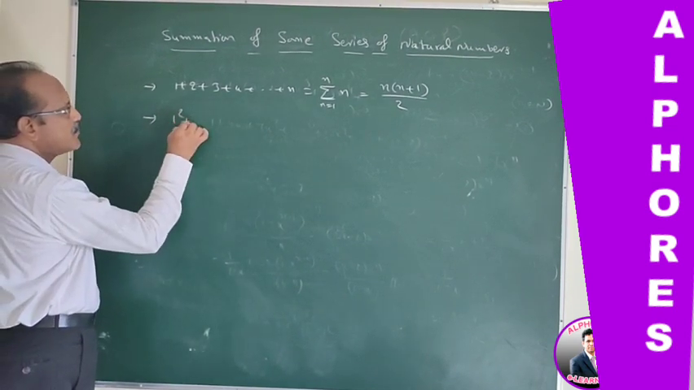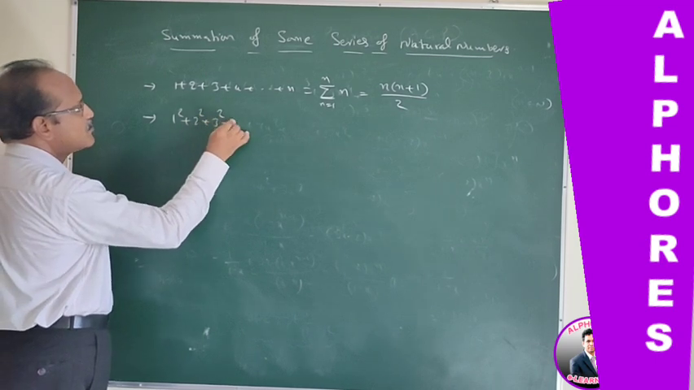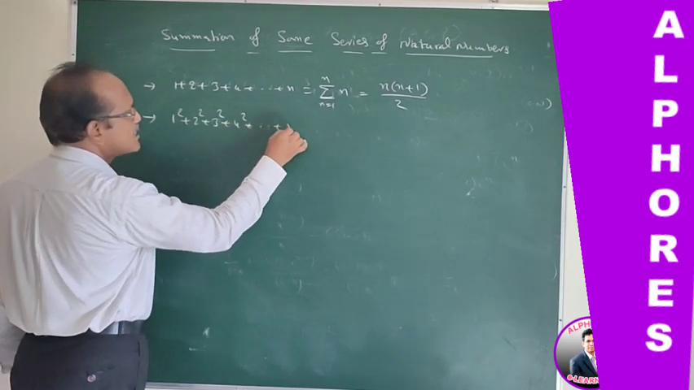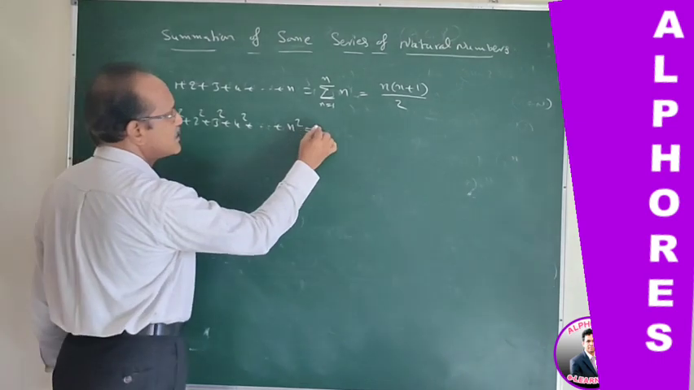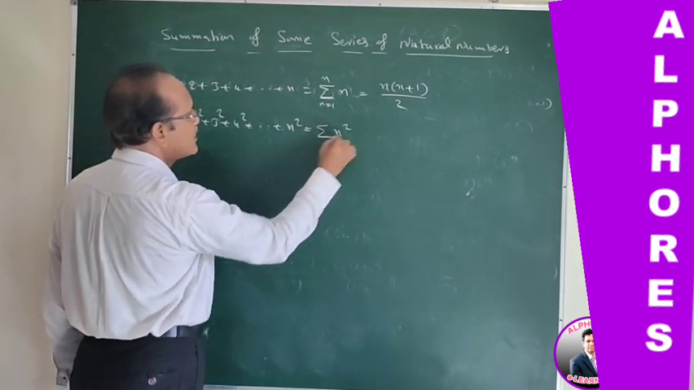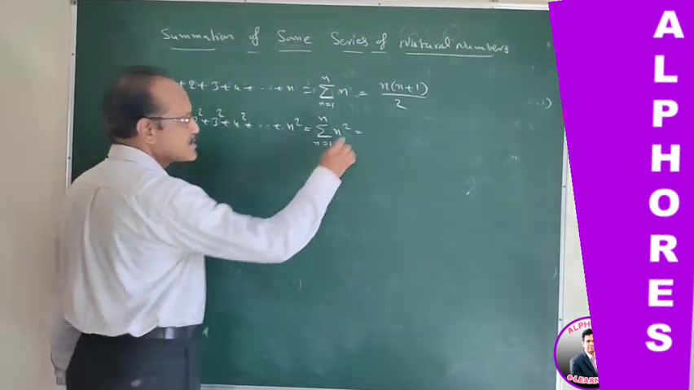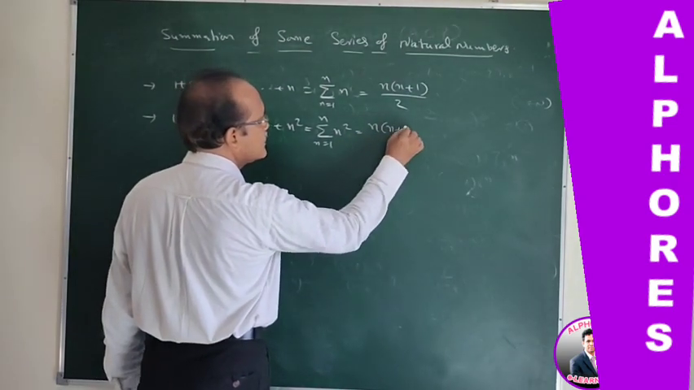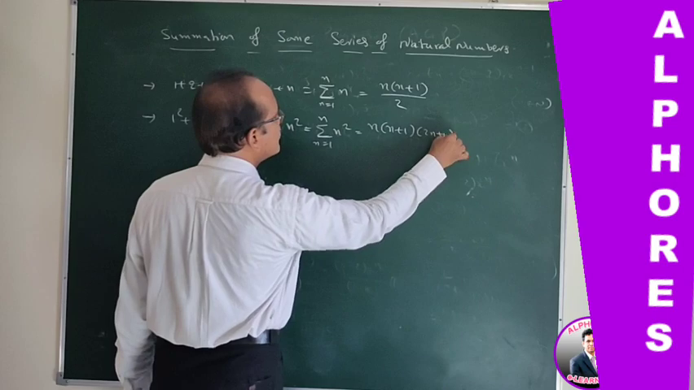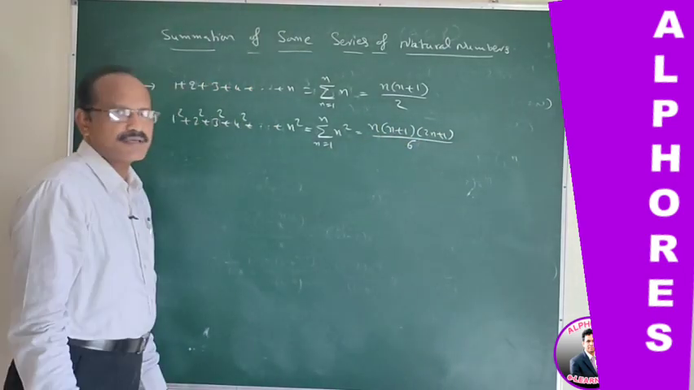Next, sum to squares of first n natural numbers, that is sigma of n square, where n is equal to 1 to n. That value is given by n into n plus 1 into 2n plus 1 by 6, right?